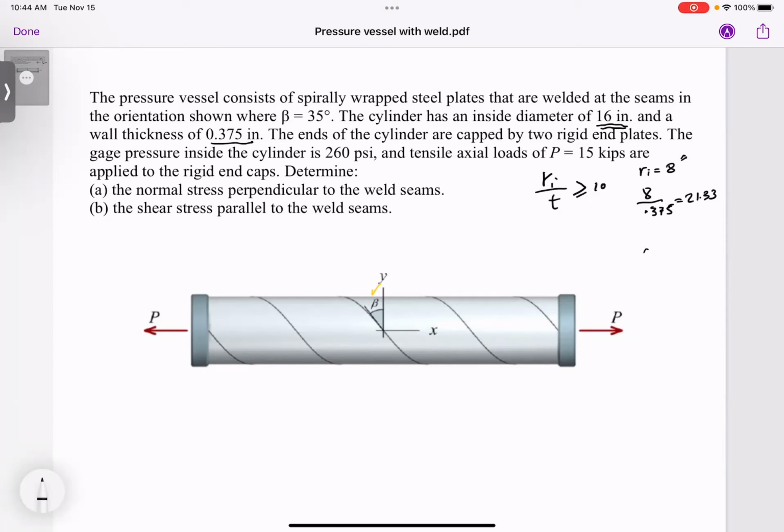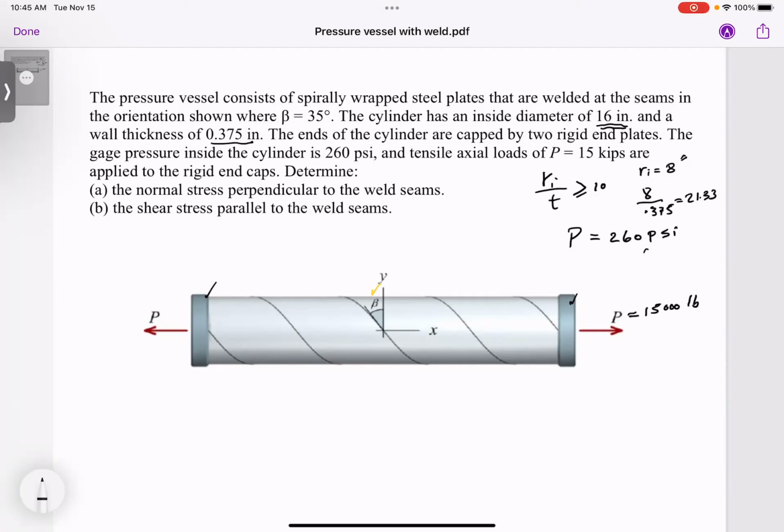So it says the ends of the cylinder are capped by 2 rigid plates, right? And then the gauge pressure inside shows this is the internal pressure, 260 psi. And the tensile axial load, this load is 15 kips, so 15,000 pounds.